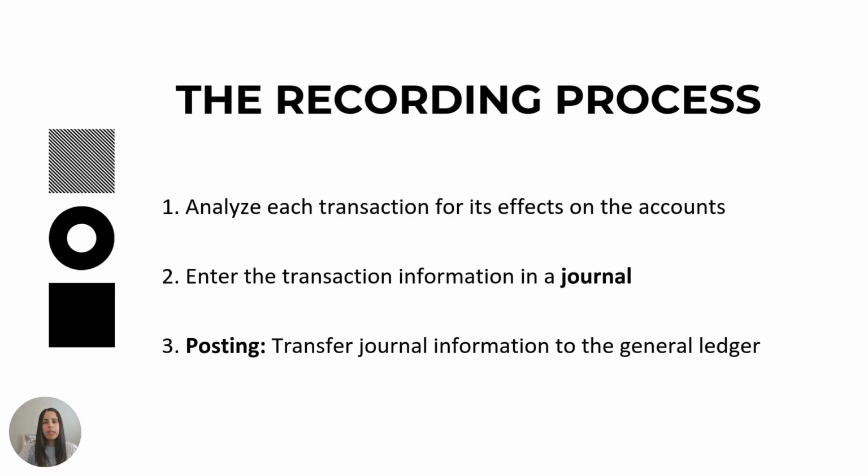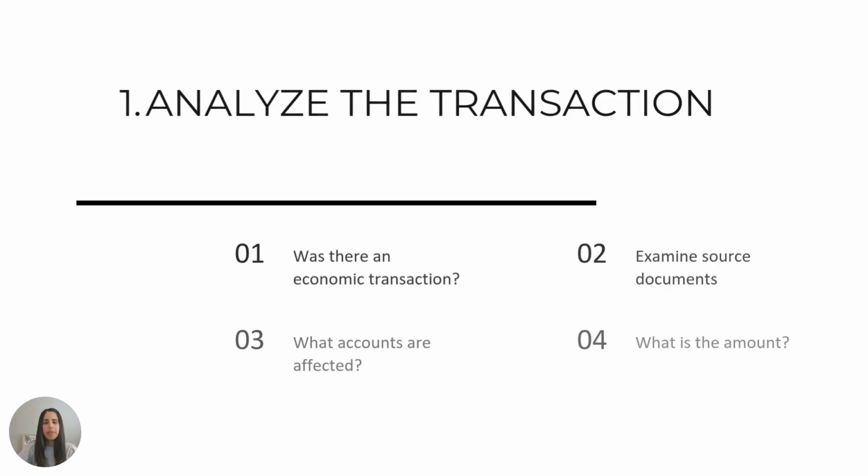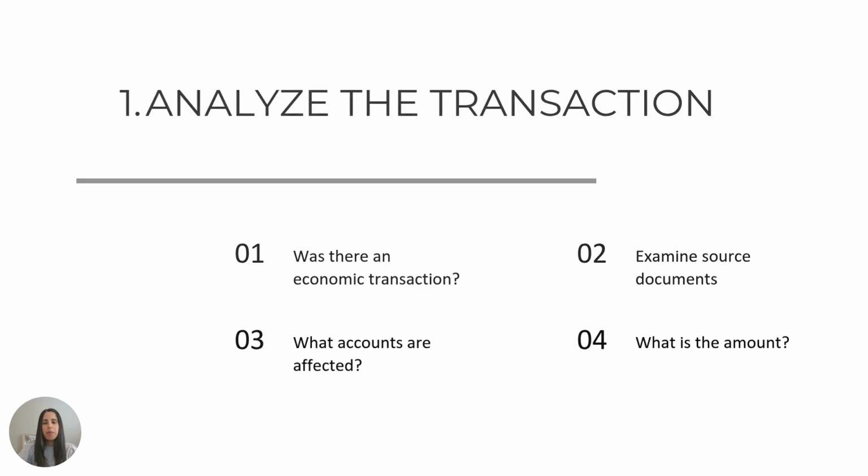Now, the recording process starts with analyzing each transaction for its effects on the accounts. We will then enter the transaction information in a journal, and posting is then transferring that journal information to the general ledger. So the first step is to analyze the transaction. We first need to assess, has there been an economic transaction? Did an event occur that has a monetary impact? We would examine source documents, such as a bill or receipt, that will help us determine which accounts are affected and by what amount.